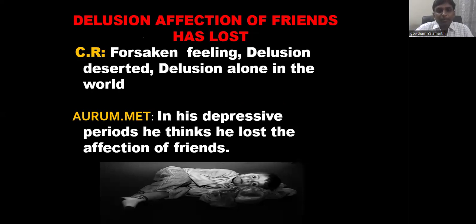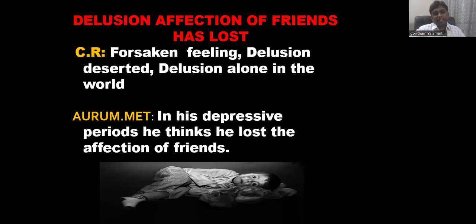Our next rubric: delusion, affections of friends has lost. So these persons feel that their friends' affections have been lost. For this the cross reference is forsaken feeling, deserted, delusion alone in the world, that no one is there. So in this, Aurum met.